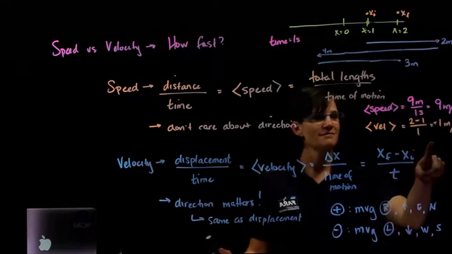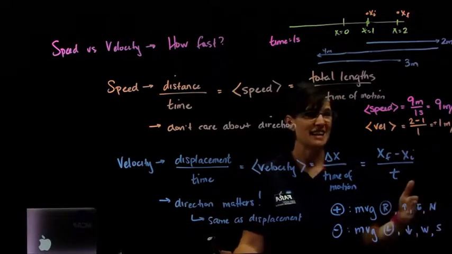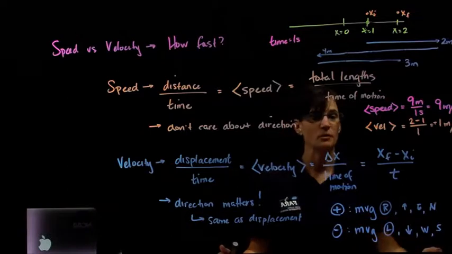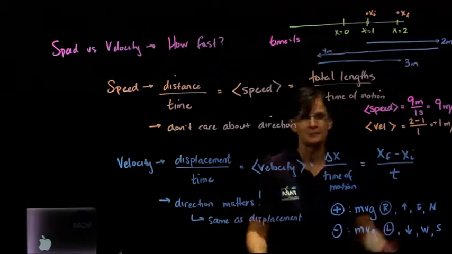Velocity, direction is important. If we have a positive velocity on average, we've moved to the right. A negative velocity on average, we've been moving to the left, or up and down, depending on what your dimension is, east, west, or south, forward, backward.